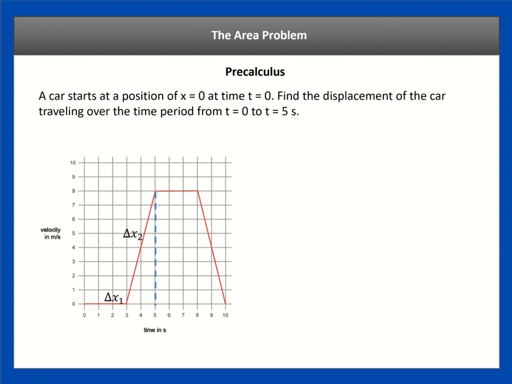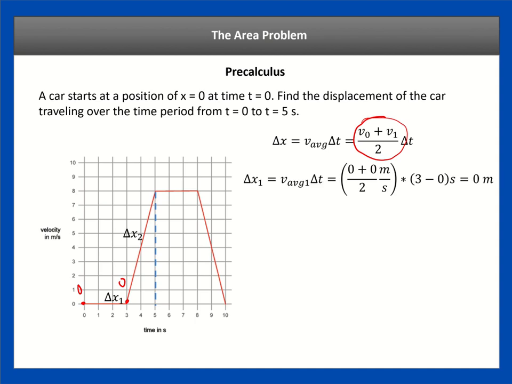All right, so let's go back to the original situation that we had. Now that we know how to tackle this situation, let's go ahead and do it. So we want it from 0 to 5 seconds, if you recall, and we had this graph here. We only want it for that 5-second period. Well, we know that delta x1 is going to be 0 because the car is not moving at all. And we know the average velocity is this, but we know that here it's 0 and here it's 0. And so the average velocity is 0, but 0 times this time period of 3 is going to be 0. So delta x1 is equal to 0.